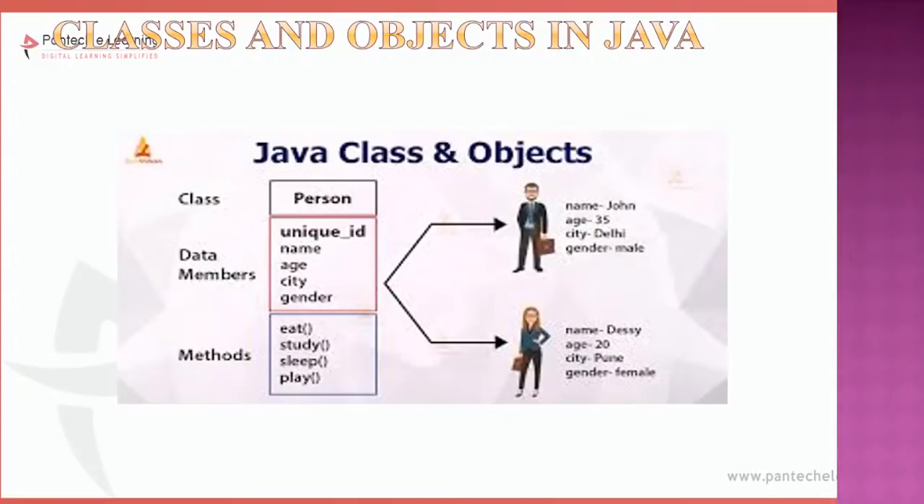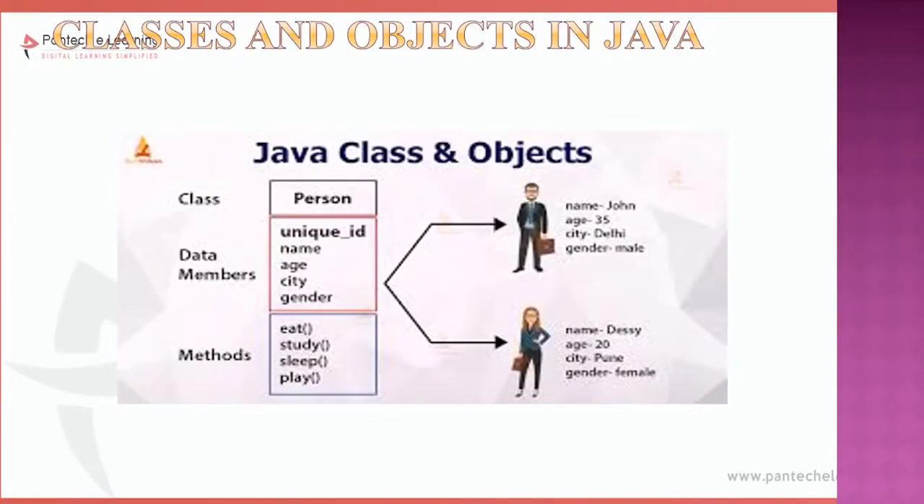Clear? So this is one important concept in Java. Whatever coding I am going to do, everything is enclosed inside a class, and many instances of that type can be created. They are called objects. Clear? What do you mean by classes and objects?